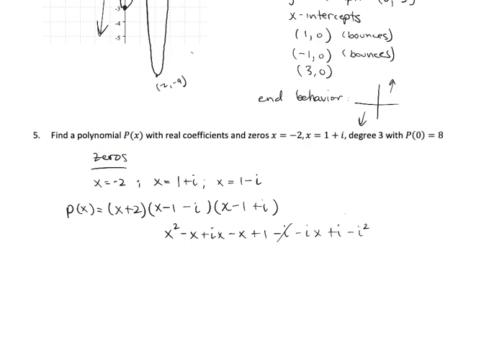Now, some of these terms cancel out, and then minus i squared is minus negative 1, that's a plus 1. So that plus 1 combines with that plus 1, the negative x and the negative x combine to negative 2x. So we have from that x squared minus 2x plus 2, and then we have this x plus 2 that we need to multiply.